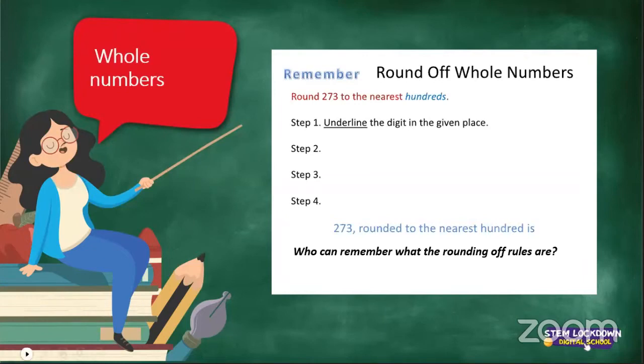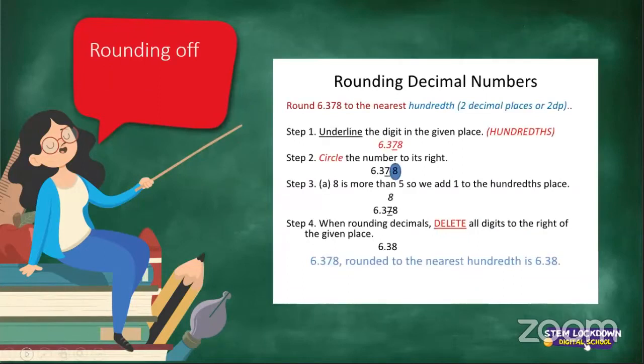It will still be the same exercise. Right now we have 6.378 and we are rounding off to the nearest hundredth, so 2 decimal places, or 2 dp. 2 dp means 2 decimal places. Now the first step, you underline the digit that is in the given place.